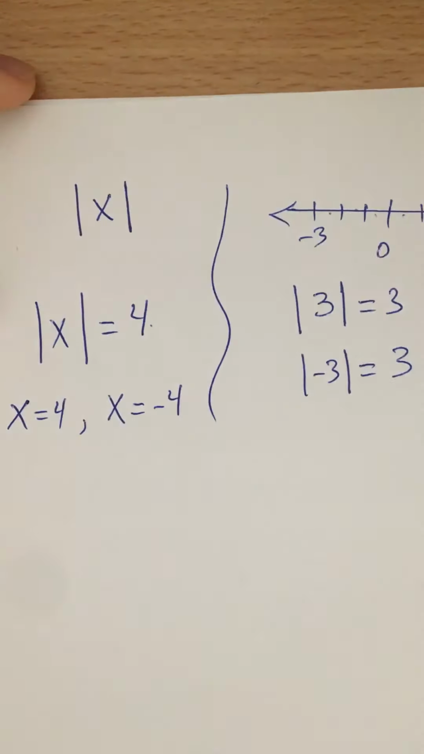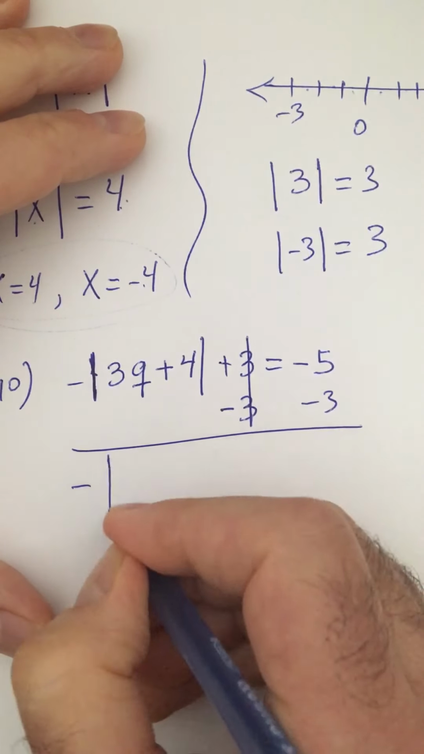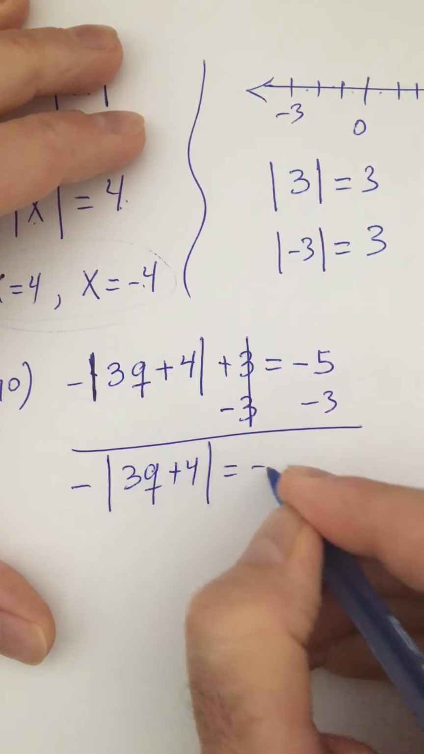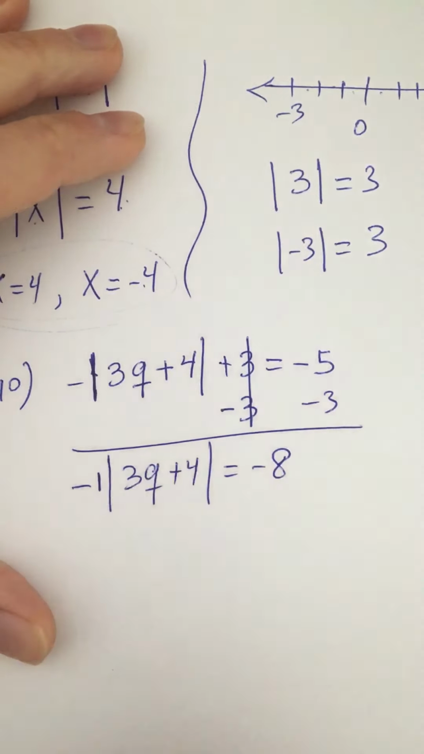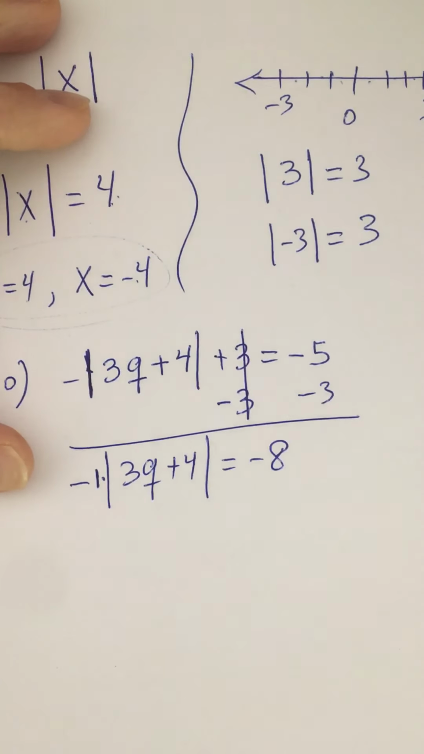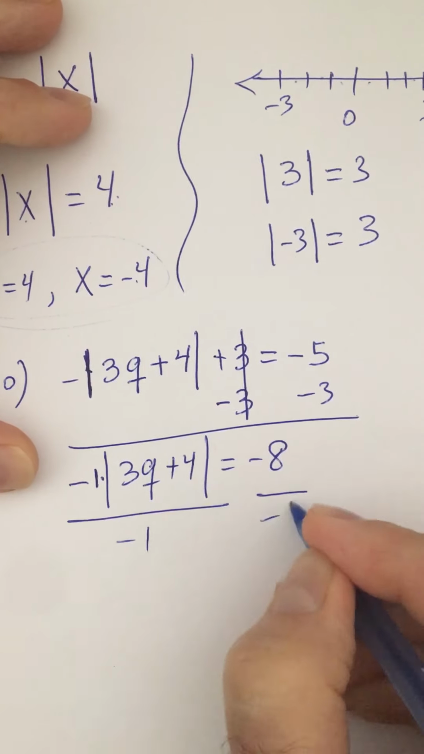Okay. So anyways, how do I solve this equation for q? The first thing is you want to isolate the absolute value. So that cancels. So you get negative 3q plus 4 equals negative 8. Now here's a negative 1 here, right? A negative 1 is being multiplied. So what's the opposite of multiplication? Division. I'm going to divide by negative 1.